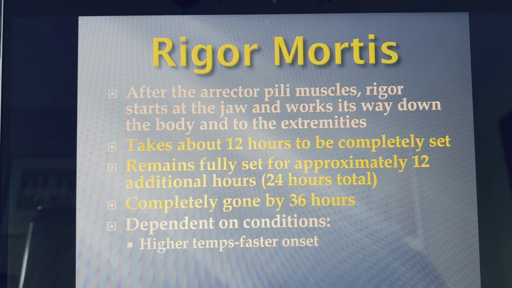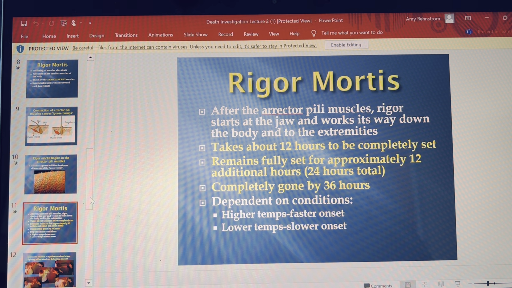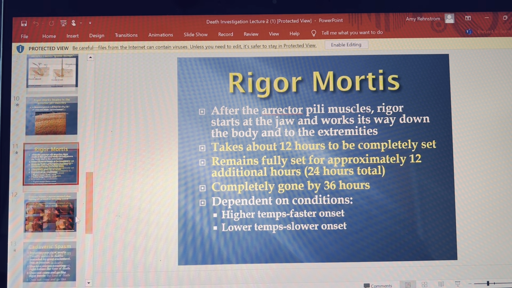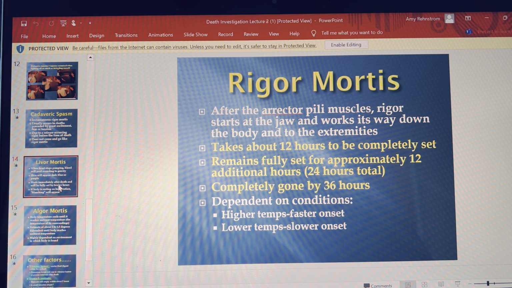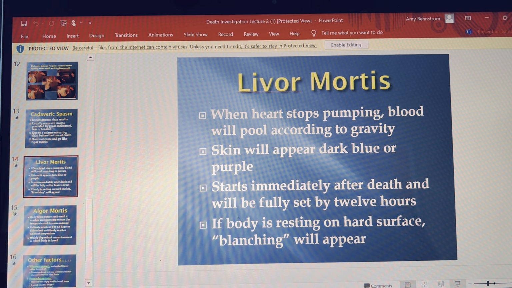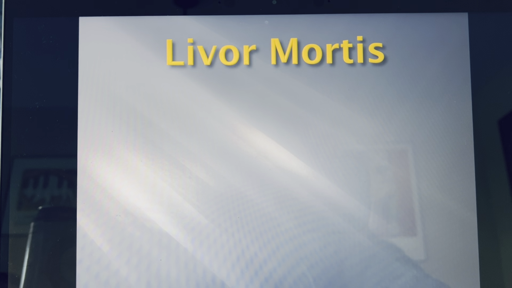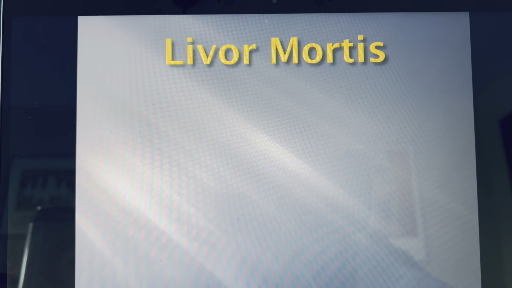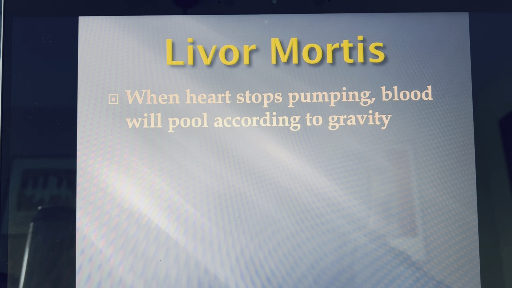Okay, so now we're gonna move on to the process of Algor Mortis, okay? And remember, this is the YouTube-friendly PowerPoint right here, so you can refer to the one with pictures, okay? So the second process that we look at to try to determine how long someone has been deceased is a process called Algor Mortis, okay? And it's not liver. It has nothing to do with the organ, the liver.